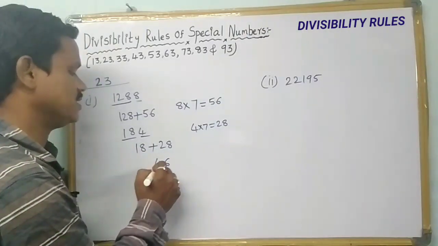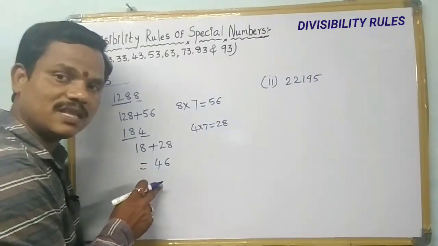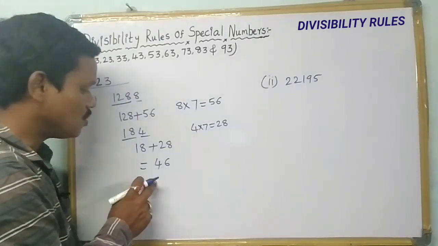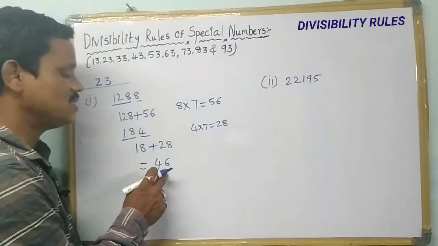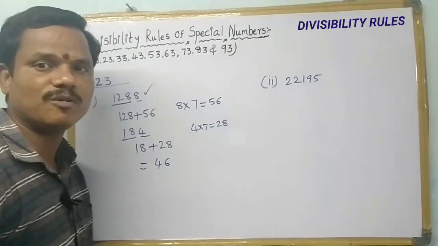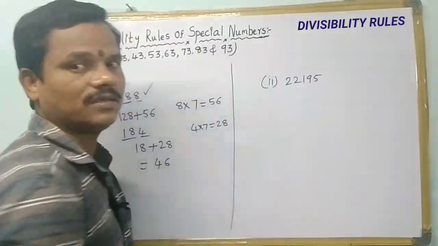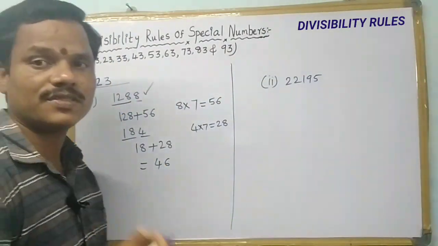46. 46 is a multiple of 23. So here the last number is a multiple of 23. So this is divisible by 23. 1288 is also divisible by 23. Now the next example is 2215. Check whether the number 2215 is divisible by 23 or not.